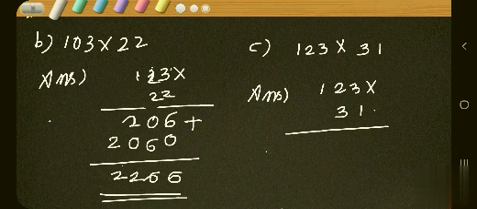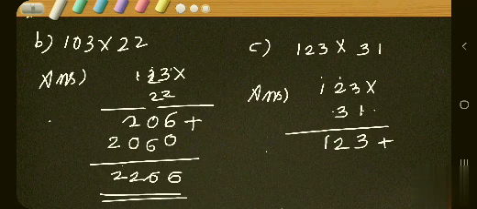1 into 3, 1 3s are 3. Then 1 into 2, 1 2s are 2. 1 into 1, 1 1s are 1. These numbers have to be added to the second step. And now we have to multiply 123 into 3.